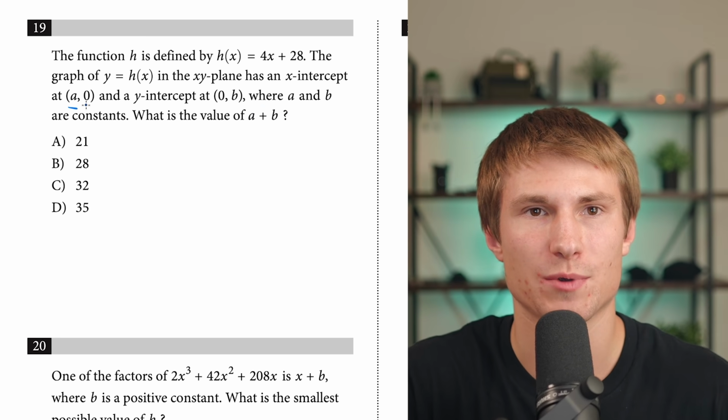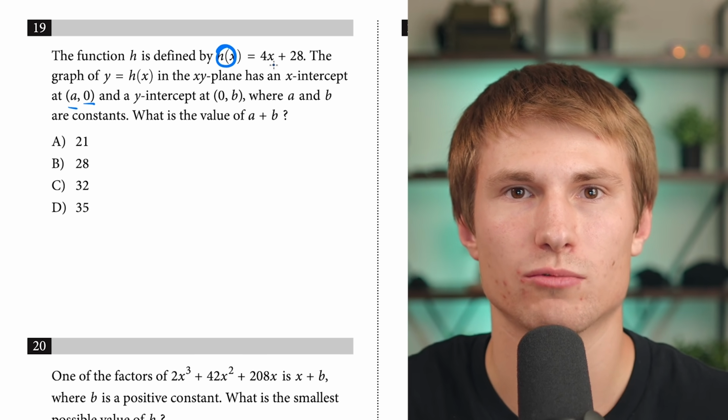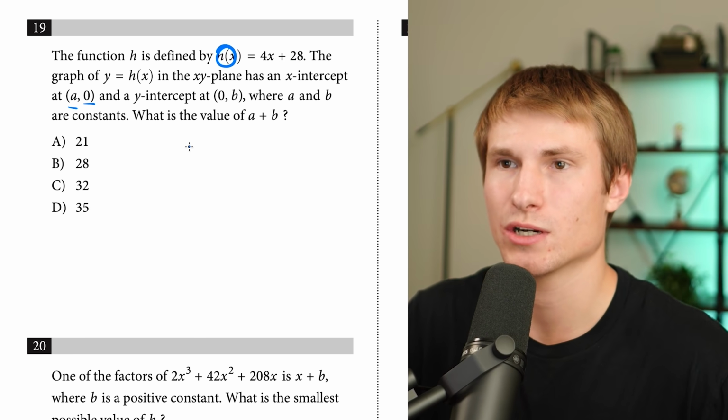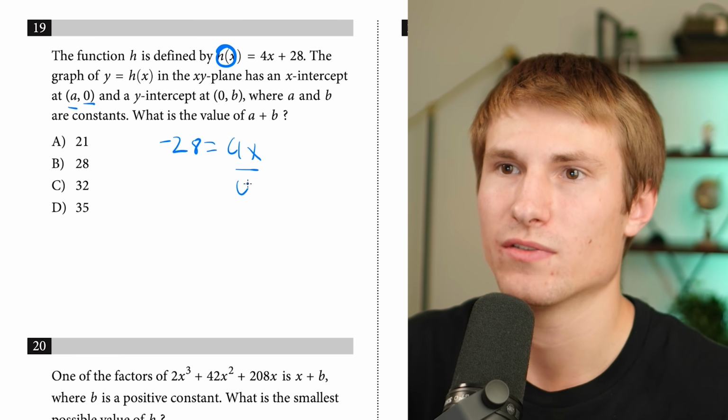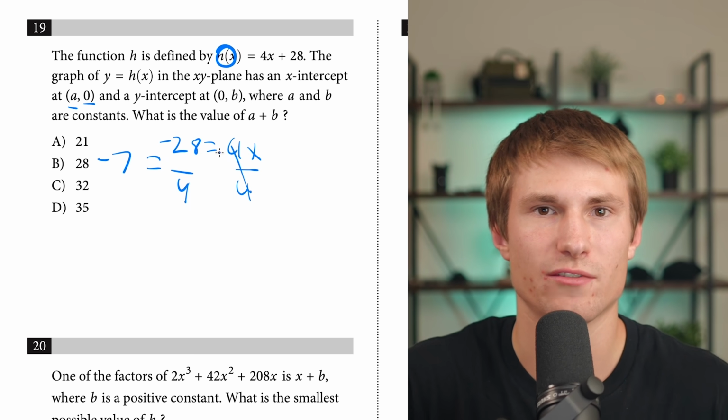We see that A is where our Y value is 0. Where our Y value is 0, we have 4x plus 28 is equal to 0. We subtract 28 from both sides and we get negative 28 is equal to 4x. We divide both sides by 4. Negative 28 over 4 is going to equal negative 7 as the value of x.